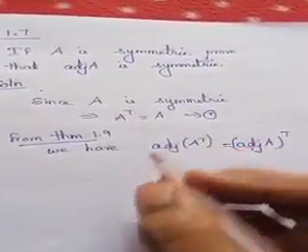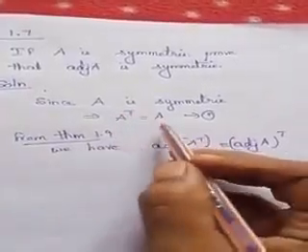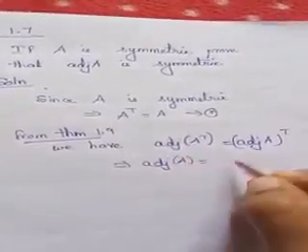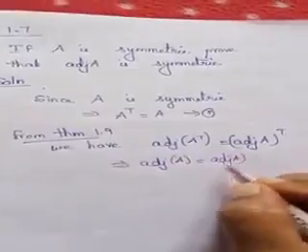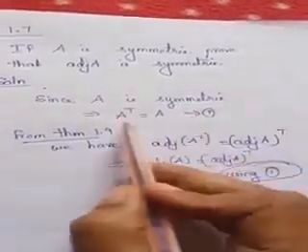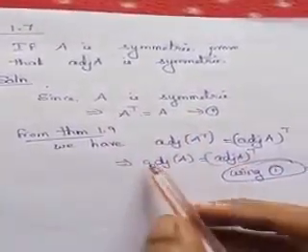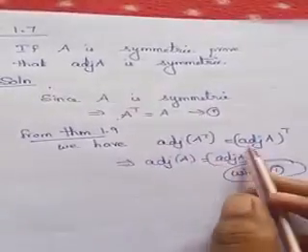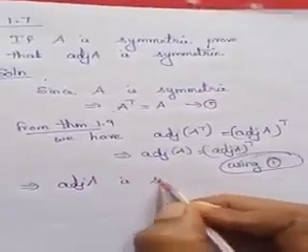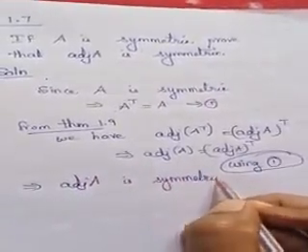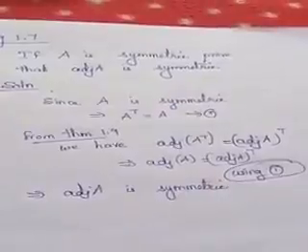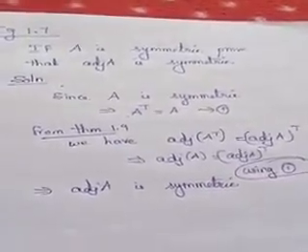Now, using equation 1, what can we say? A transpose is equal to A, isn't it? So this implies adj A is equal to the transpose of adj A. What have we used? Equation number 1, which says that A transpose is equal to A. Now what have we got? Adj A is equal to the transpose of adj A, which implies adj A is symmetric. Very simple. A 2 mark question. If A is symmetric, prove that adj A is symmetric. This also we have proved. Shall we move to the next problem?